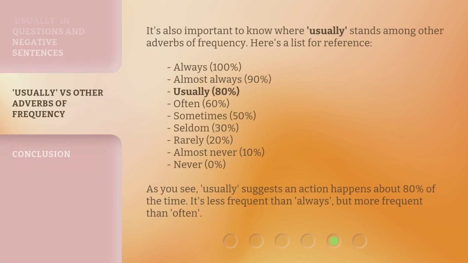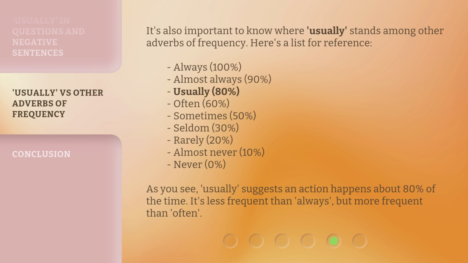It's also important to know where "usually" stands among other adverbs of frequency. Here's a list for reference. Always, 100%. Almost always, 90%. Usually, 80%. Often, 60%. Sometimes, 50%.